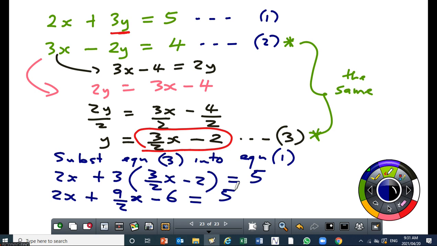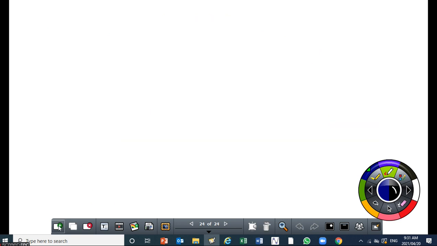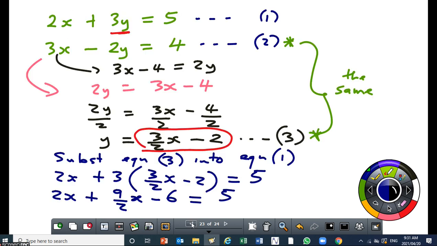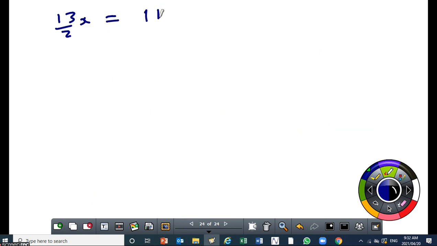Here, I have to add the 2x plus the 9 over 2x. Remember, 9 over 2 is the same as 4.5. So I'm going to get 6.5x on the left, which is the same as 13 over 2x. So I'll take that minus 6 to the right. That's the next step. So on the next page, I'm going to write it as 13 over 2x is equal to 11. If you add 2x plus 9 over 2x, you get 13 over 2x.